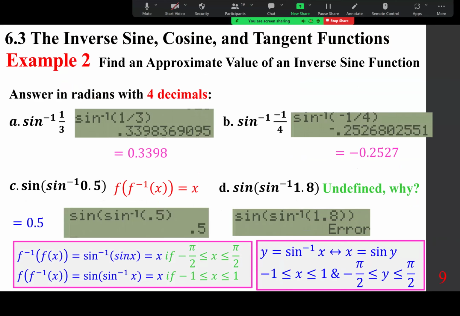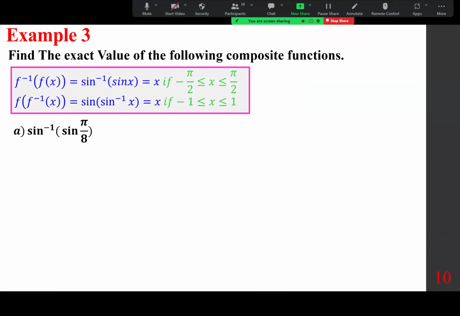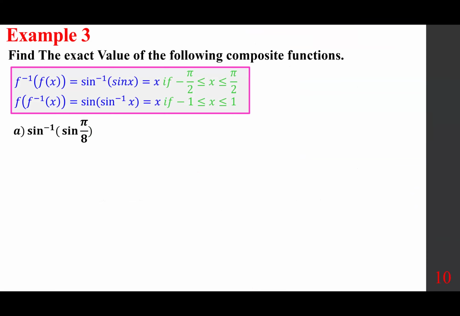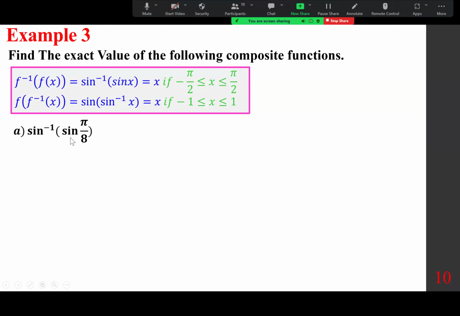All right, so I wanted to show you the calculator. Find the exact value of the following composite function, sine inverse of sine of pi over 8. And remember again, this must be in the domain of this function. This function is sine. So pi over 8 is in its domain. Therefore, the answer is pi over 8. They undo each other in essence. That's the meaning of inverse functions.